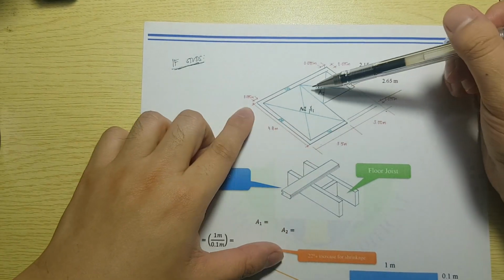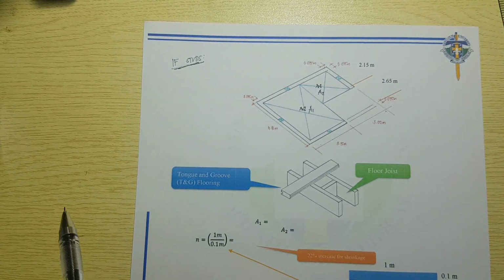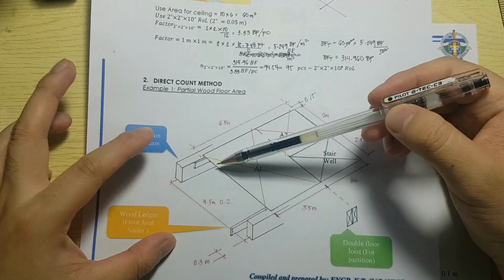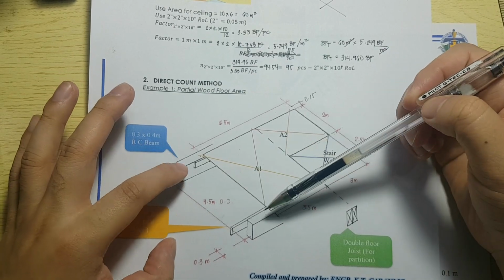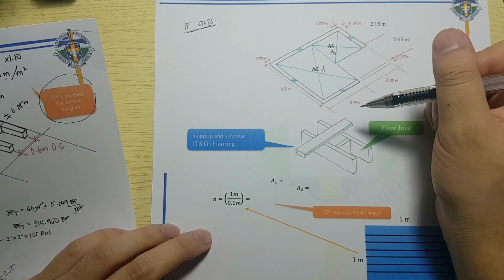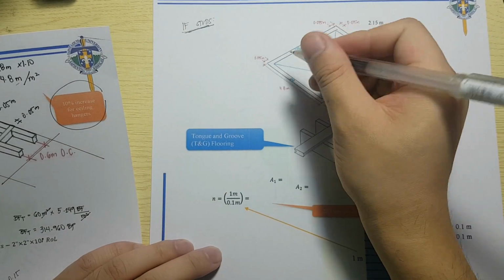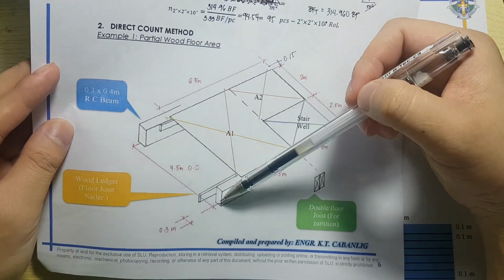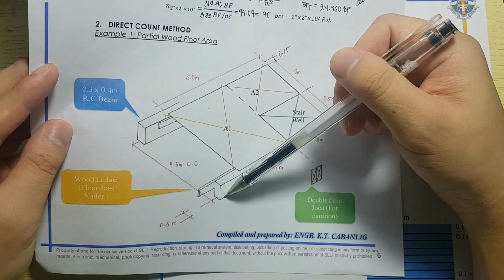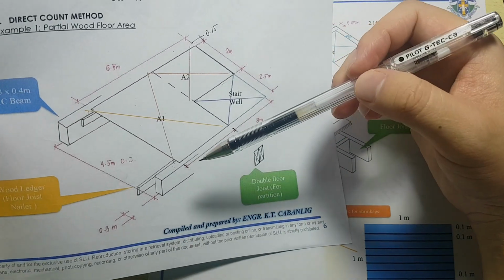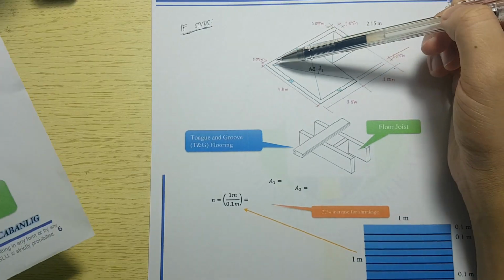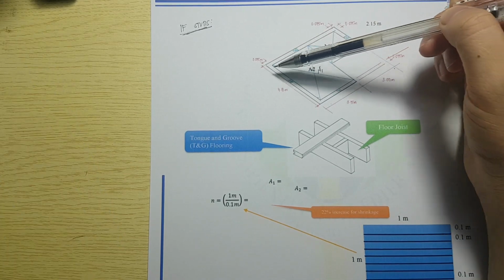So for area 1, wait, let's confirm the length. Okay? So the length here is 4.5 minus 0.15 minus 0.15. So for the area, this should not be 4.8. Yeah, it is 4.8 from edge to edge. So, okay. So we're going to consider edge to edge, assuming that it is not a reinforced concrete beam but it is wall studs. Okay? So let's use this dimension.